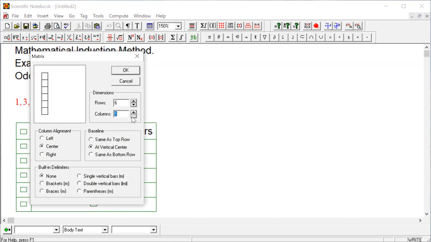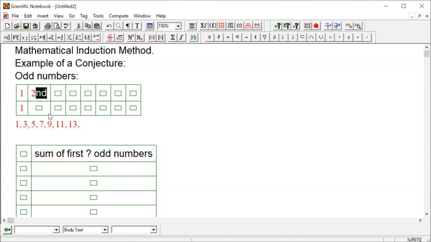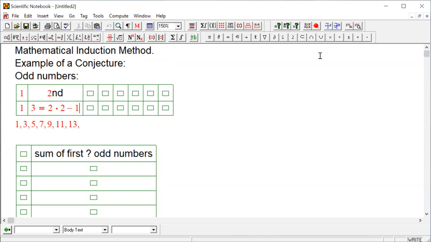So this table, I'm going to make it multiple columns, but only 2 rows. The first one, of course, is 1. The second one is 3. But 3 is actually 2 times 2 minus 1.